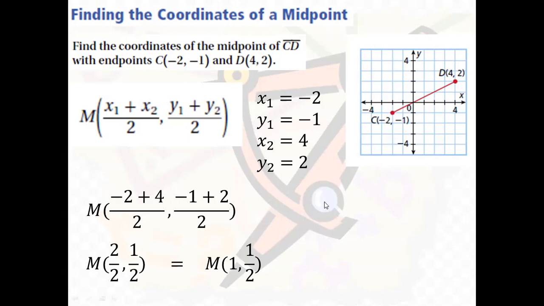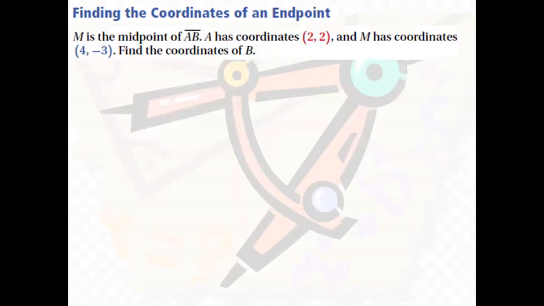So where do you think the midpoint is going to be? The midpoint is (1, 0.5). So it's here. This is going to be the midpoint. Okay, this is how you find the midpoint. So this is easier. Now the problem comes when you have to work backward.